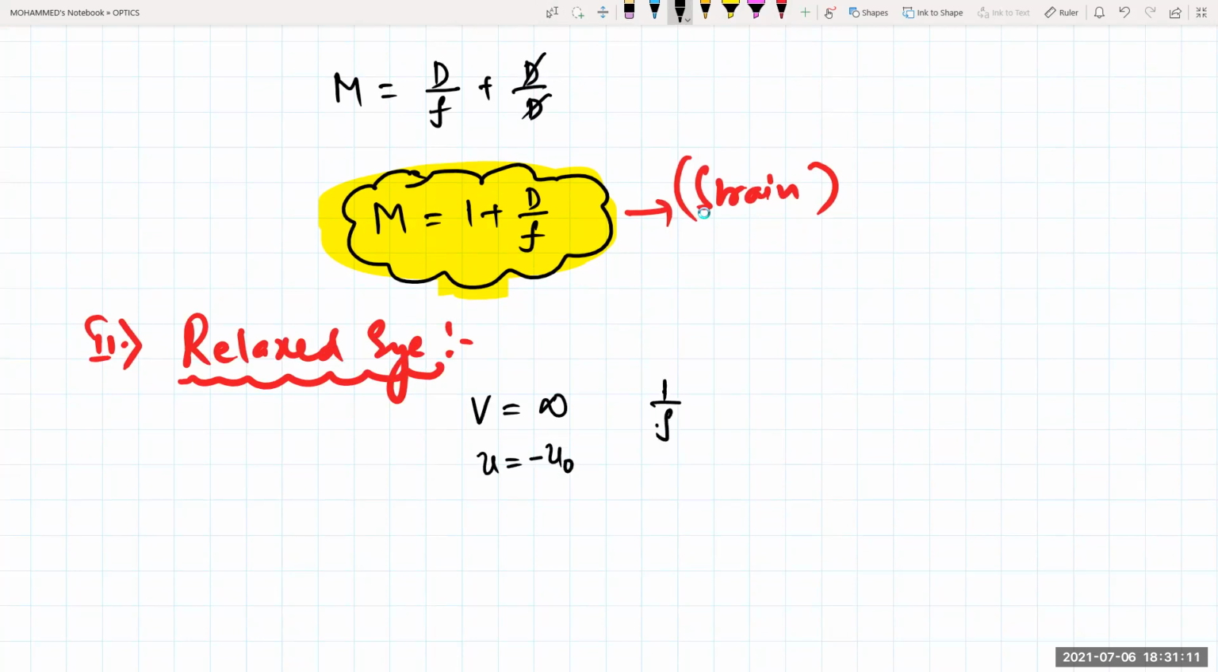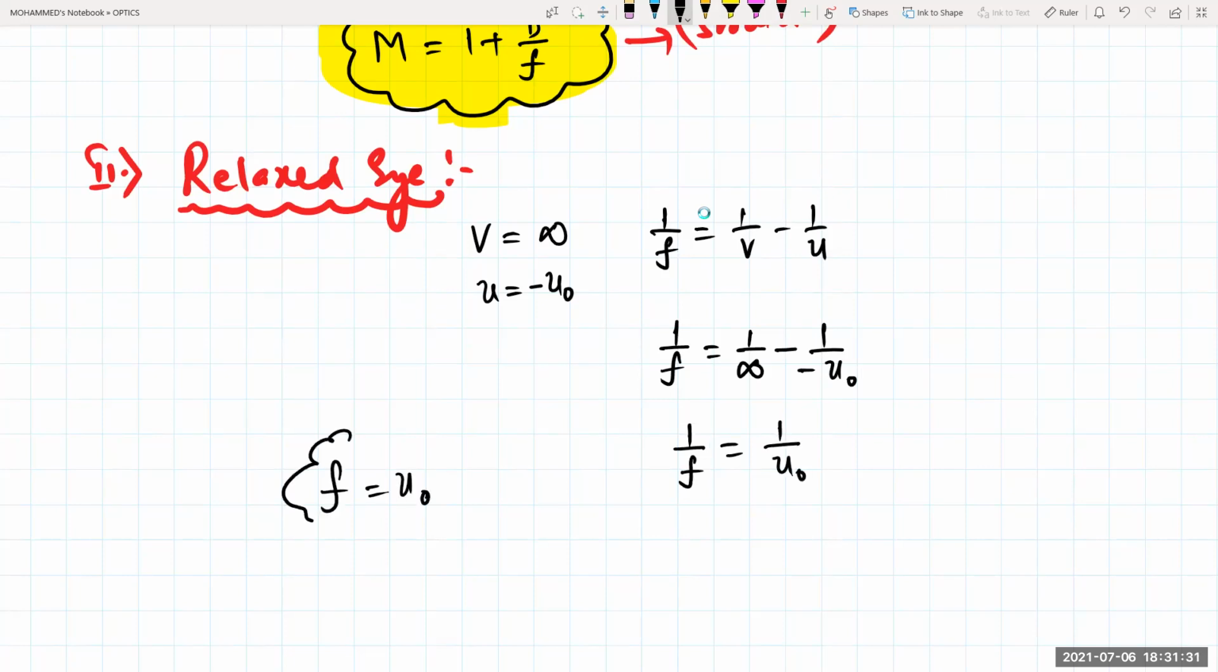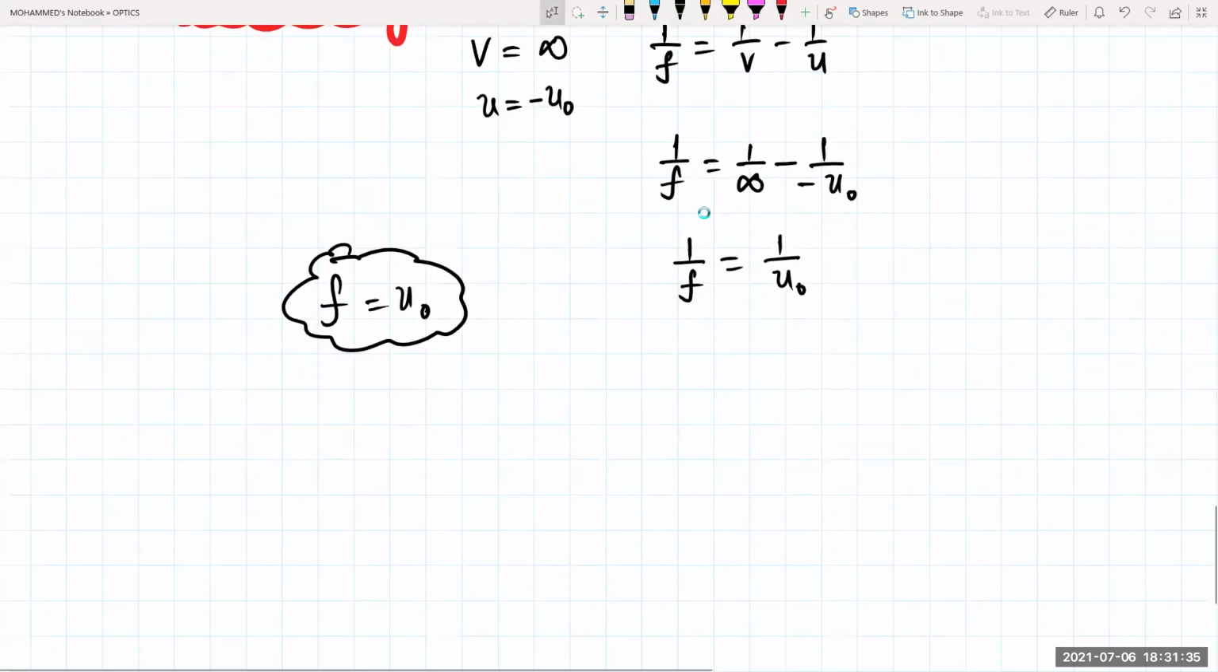If I apply the lens formula, 1 by f is equal to 1 by v minus 1 by u. So 1 by f is equal to 1 by infinity minus, this is minus u naught, minus minus cancels, so plus 1 by u naught. That means focal length is equal to object distance. Clear?